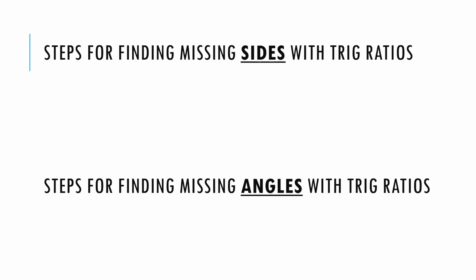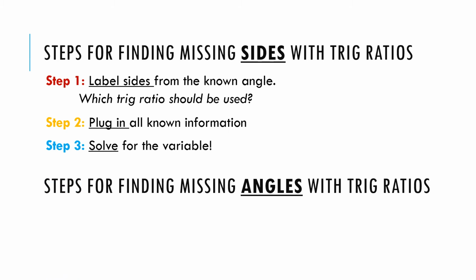Then a couple of steps for finding missing sides and angles, because we're going to need to be able to do both next week. These are steps I literally just took off of my 8.3 PowerPoint. So you might have these in your notes already, but I just want to give you a little refresher. Step one is that we're always going to label sides from the known angle, or the angle that we're trying to start with. So on that last slide, we were using angle A. And then we're going to pick, do we know enough information for sine or for cosine or for tangent? So we'll decide from there which trig ratio we should use. Step two is to plug in any known information. And then step three is just to solve for the variable, isolate it and get it by itself.